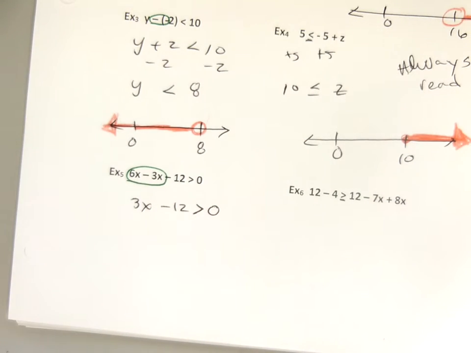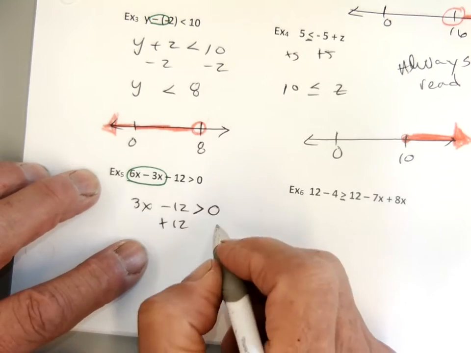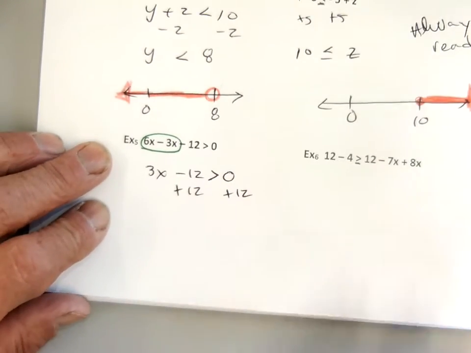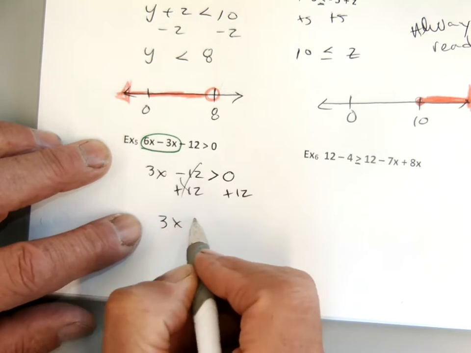Well, 0 is a number. Don't let 0 bother you. 0 is a number like any number, okay? So I'm going to go plus 12 to get rid of my minus 12. And on the other side, I'll also do plus 12, okay? 12's gone. I've got 3x is greater than 0.